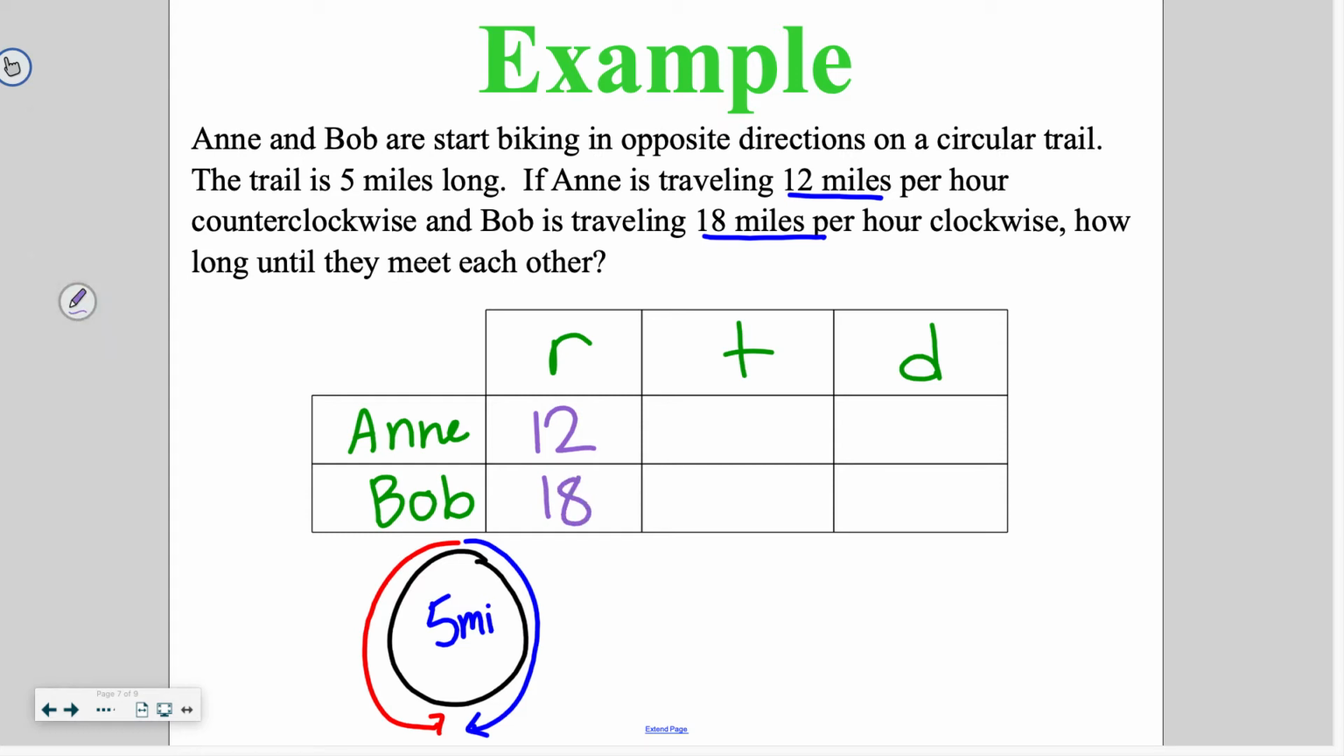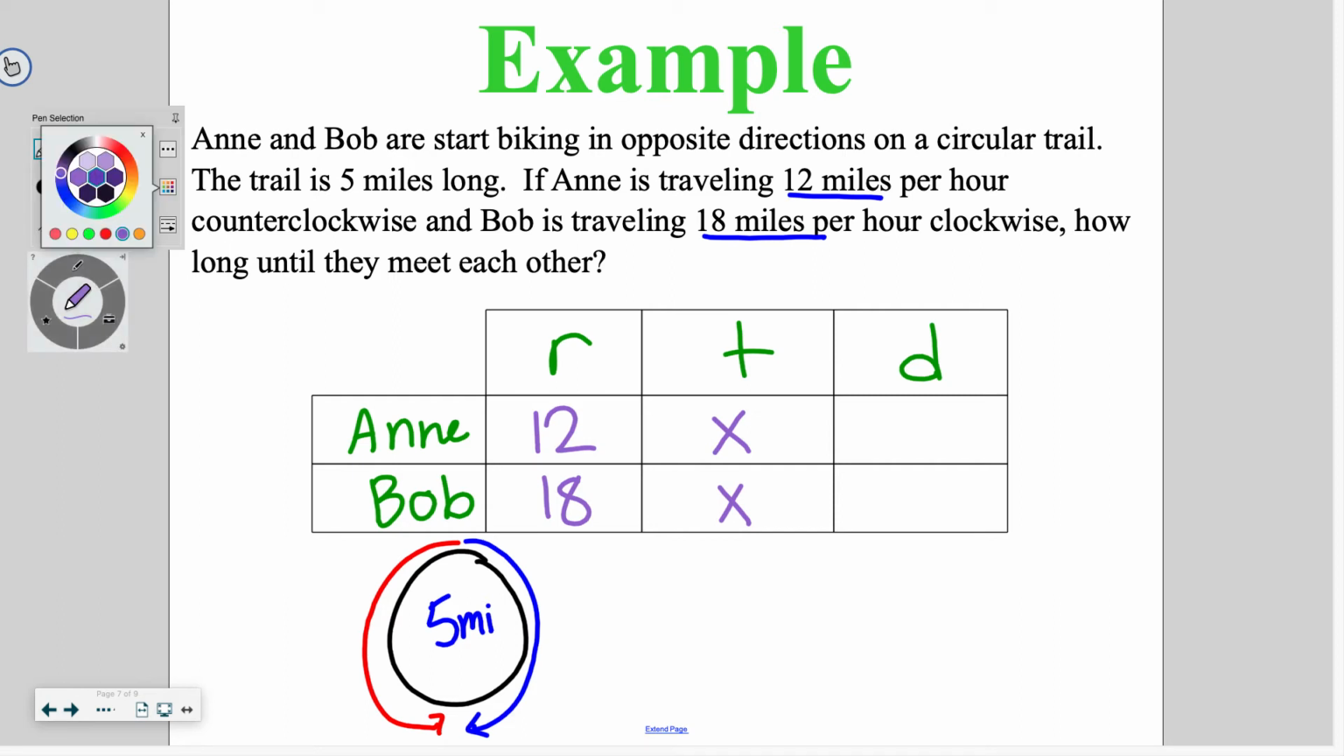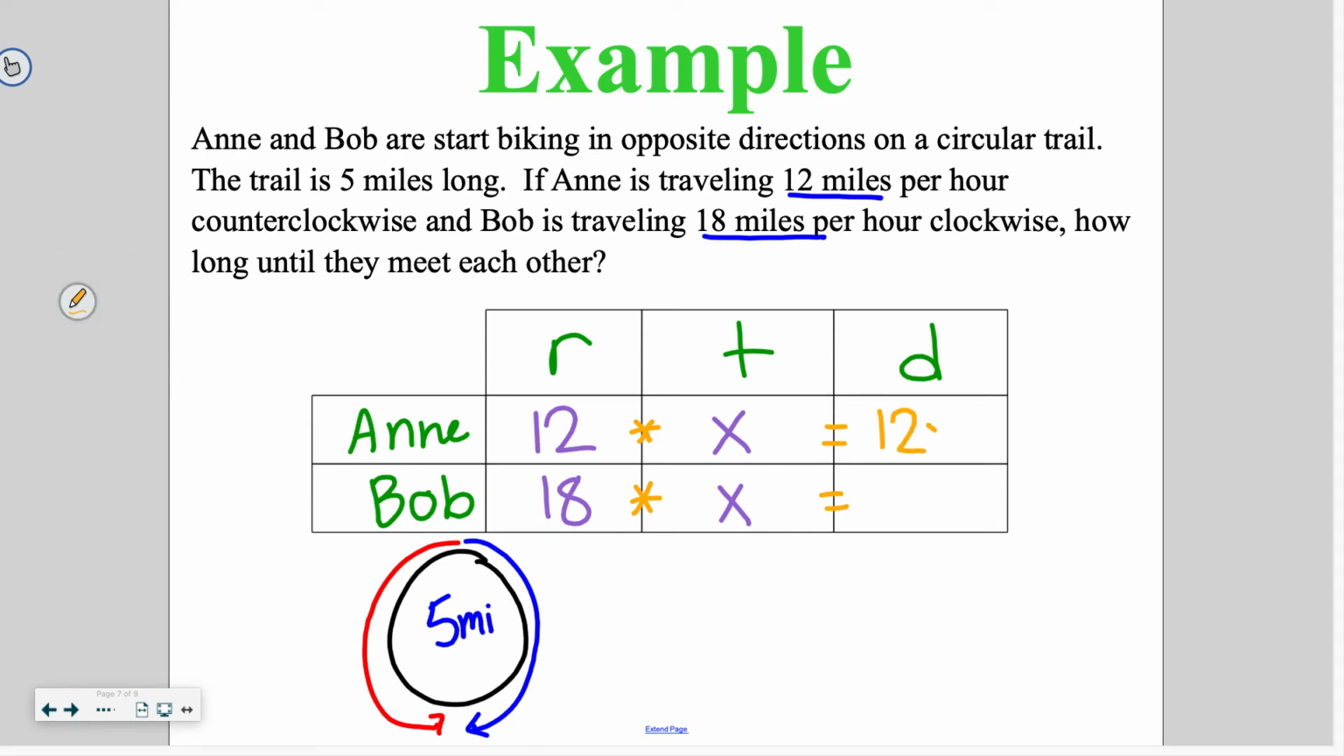We are trying to figure out how long, how much time until they meet. So what we do know is if Ann's going this way and Bob's going the other way, at one specific point they will meet up. So that is the same amount of time until they meet up. Similar to the last problem, we're going to multiply across to get that final column. So we've got Ann's distance is 12x and Bob's is 18x.